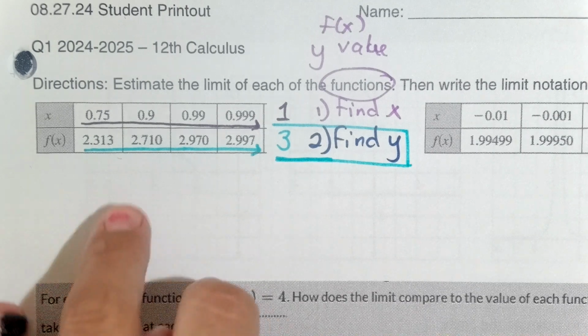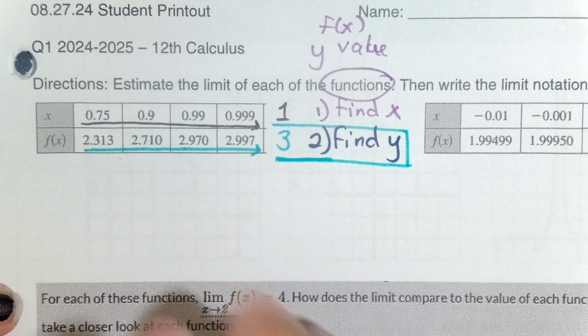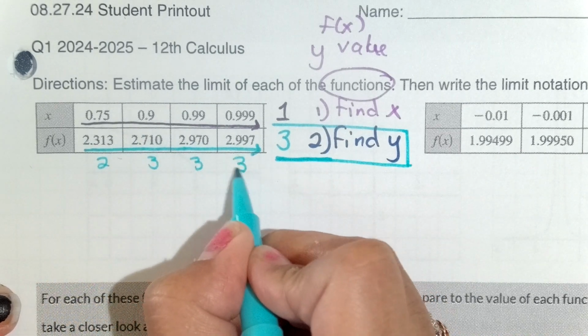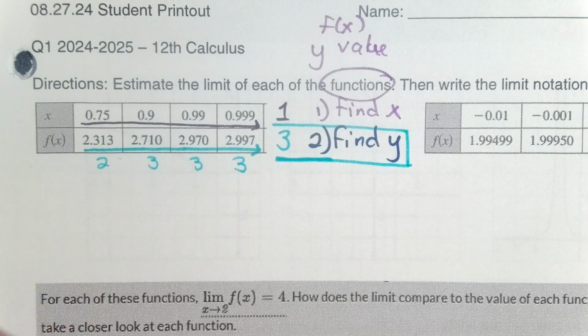No? Okay, so let's look. This is 2.3, right? This is 2 if I round. This is 3 if I round. This is 3 if I round. This is 3 if I round. So your function is getting closer and closer to 3. Does that make sense now? For those of you who are confused?